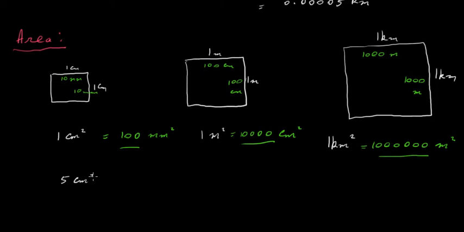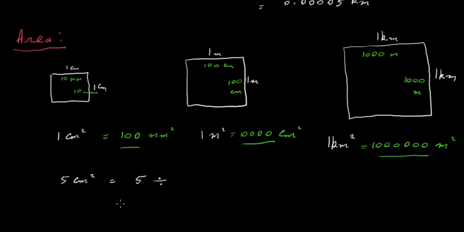5 centimeters squared. And let's say we want to convert that to meters squared. So we're moving from here to here. We're moving to the right, okay? So in that case, we're going to end up dividing. So that's going to be 5. And we have to divide now. We're going to move from here to here.